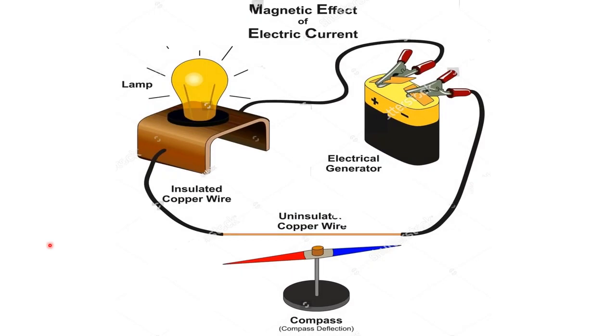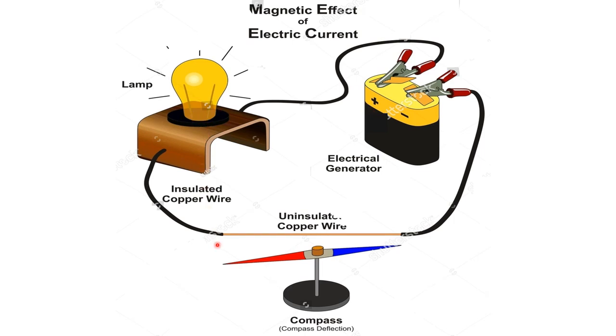Let us now find the setup. As we all can see, there should be a source of energy. We can take any, a cell, a battery, or an electrical generator. Now, with the help of connecting wires, we have completed the circuit. In between, there is a lamp or a bulb.